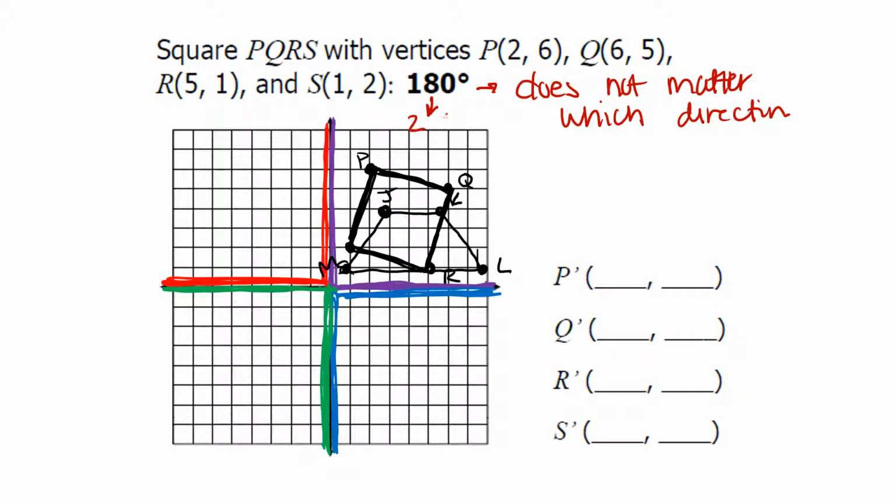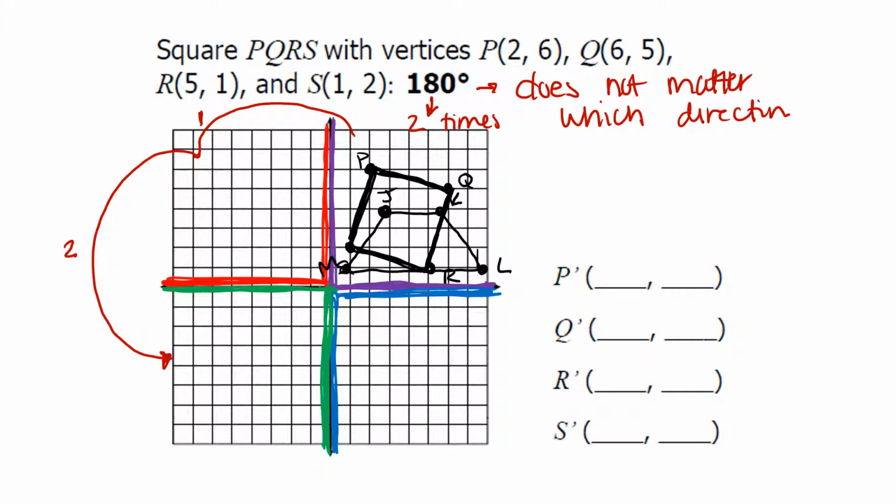180 degrees means we're going to go 2 times. So we're going to count 2 quadrants. So starting at our square, we're going to go 1. So that would put me in this left-hand quadrant. And then we're going to go 2, which puts me in the bottom quadrant. We count 2 times. So I know I'm going to end up in this green quadrant down here.